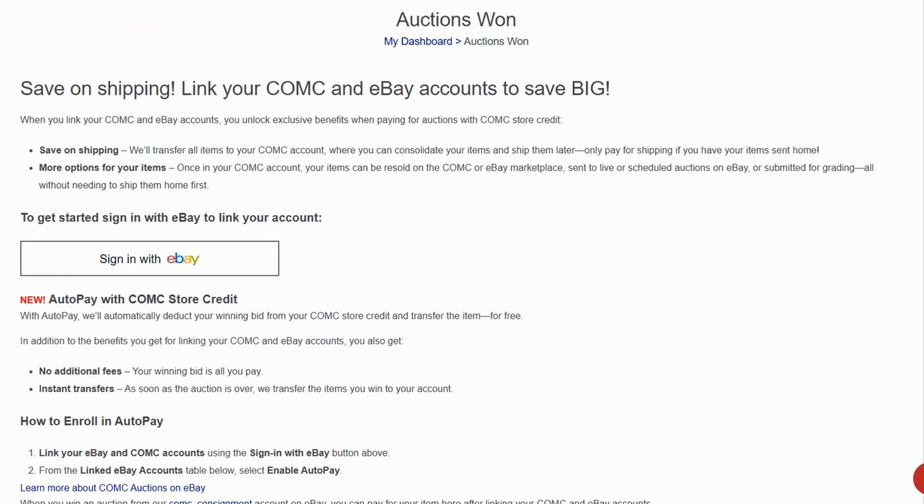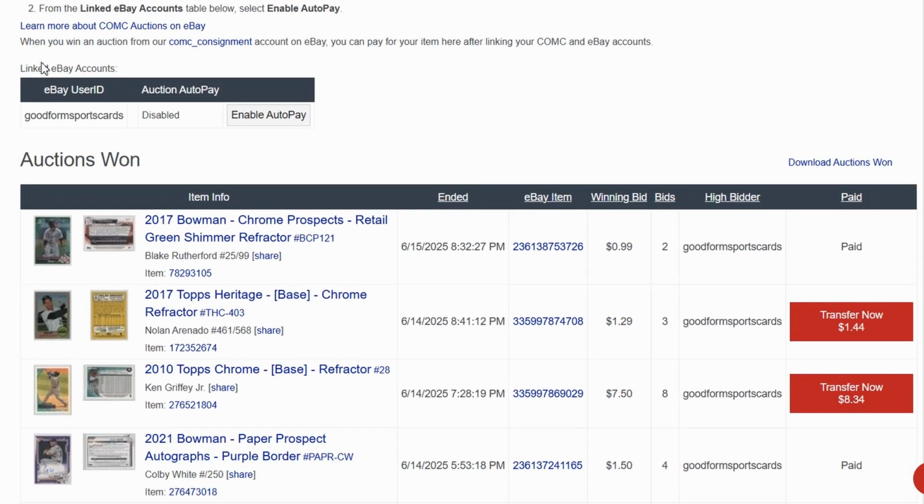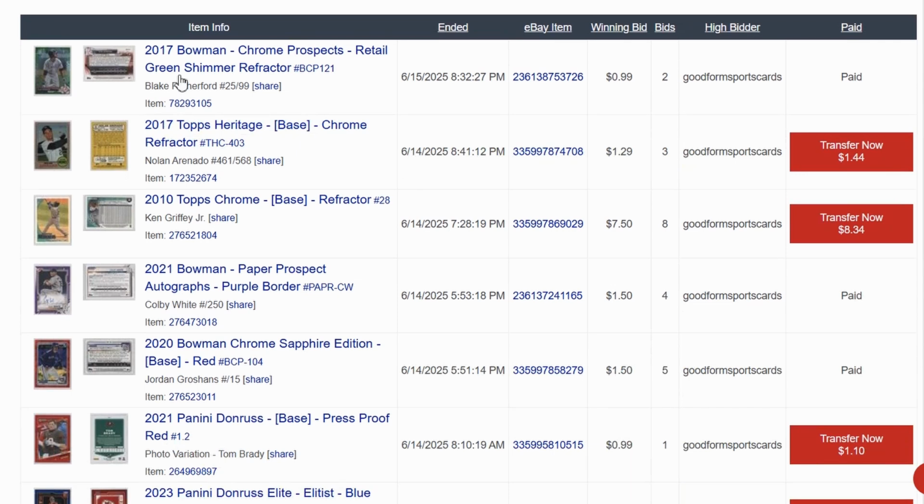So to give you an example of what I'm talking about, I've got the auctions that I've won here in the last couple of days up here on COMC, and it's going to show you what my winning bids are on the ones that I'm intending to either grade or flip here. See, these ones that are paid here, I paid already with credits. I'm planning on keeping this internal and just flipping it in the vault.